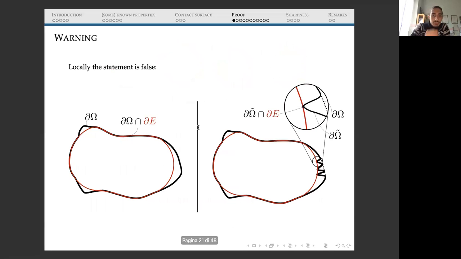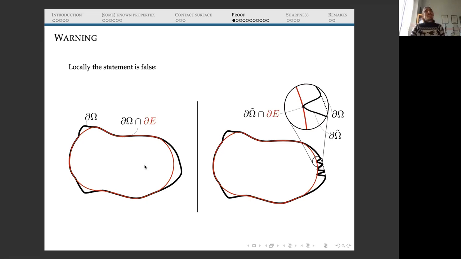Just a first warning before going on is that these bounds are actually a global bound. So locally, this statement is false. In particular, if you look at this example, for instance, the contact surface here is d minus 1 dimensional, because, well, it's one dimensional, let's say it's in the plane. But you can cook up this other guy here without changing the Cheeger constant. So you can deform locally omega into this omega tilde until it touches the boundary of E.